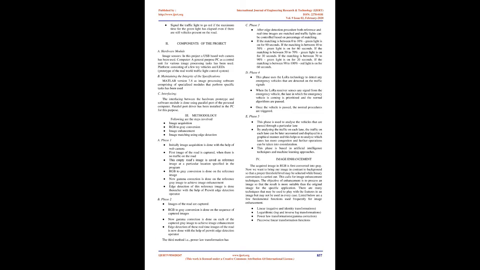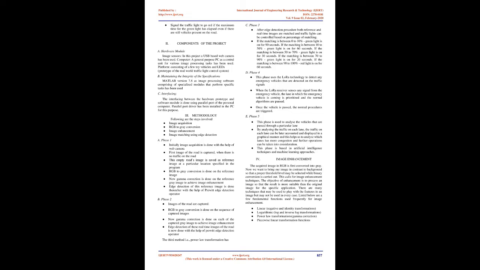3. Methodology. Following are the steps involved. Image acquisition. RGB to gray conversion. Image enhancement. Image matching using edge detection. A. Phase 1. Initially, image acquisition is done with the help of a web camera. The first image of the road is captured when there is no traffic on the road. This empty road's image is saved as reference.